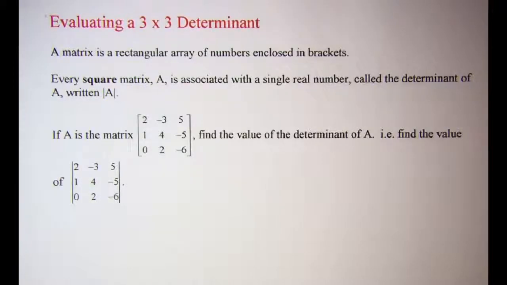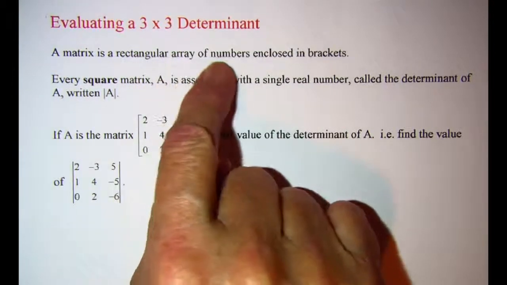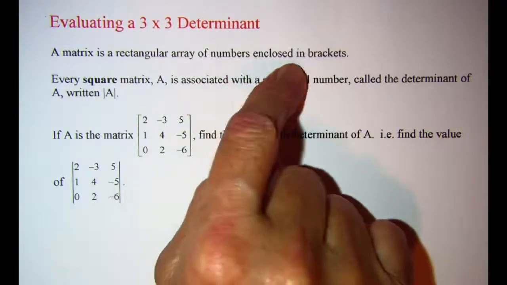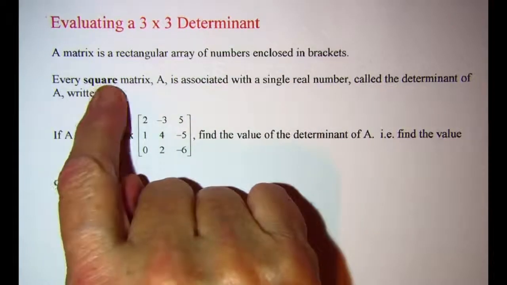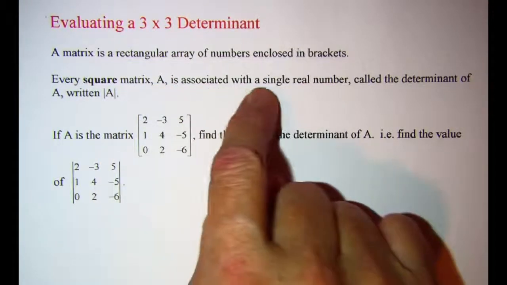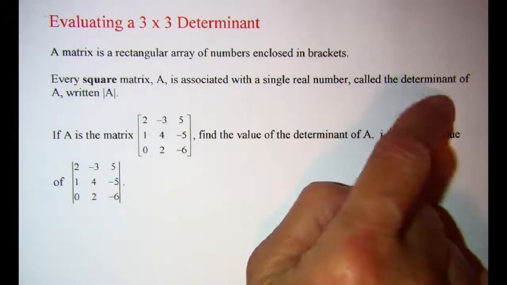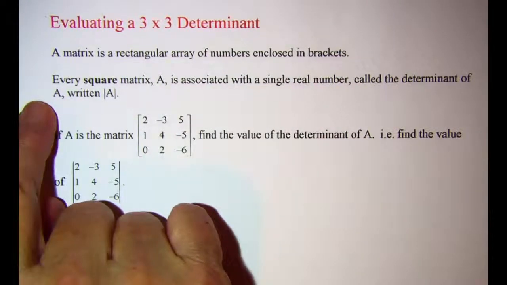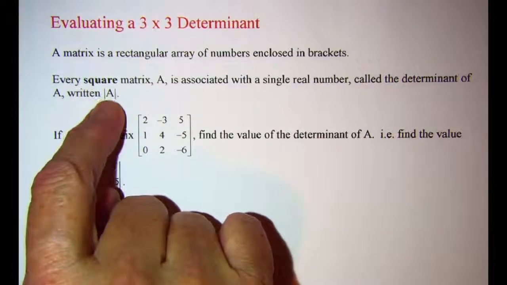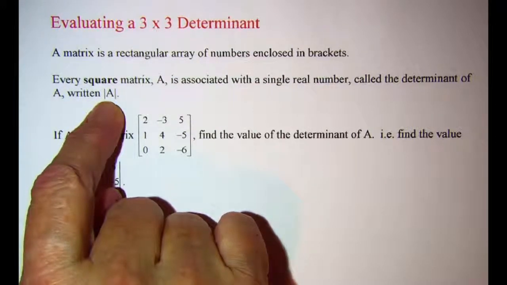In this video, we will be evaluating a 3x3 determinant. A matrix is a rectangular array of numbers enclosed in brackets. Every square matrix, we can call it A, is associated with a single real number called the determinant of A. We designate the determinant of A with vertical bars around the name of the matrix.